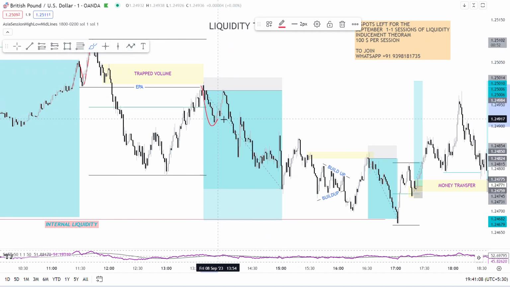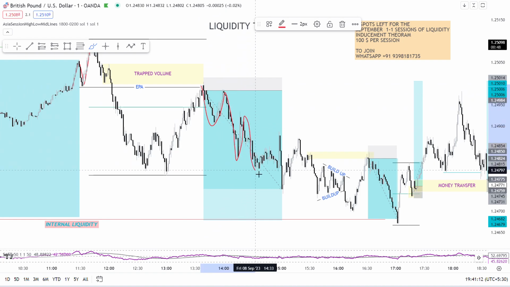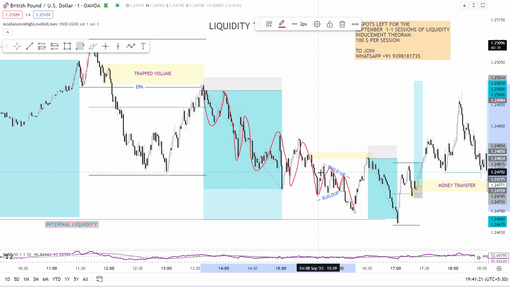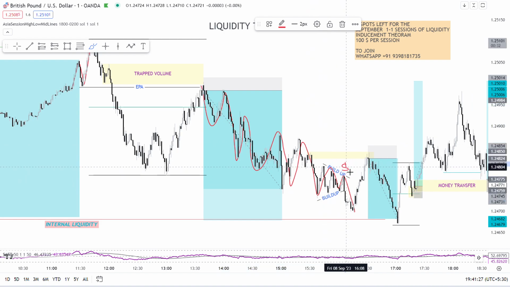If you follow this trend, higher high, higher low, higher high, higher low, higher high, higher low, higher high, sorry, lower lows. Yeah, can you see the retailers build up? These build-ups are made for the cause to induce the liquidity again.